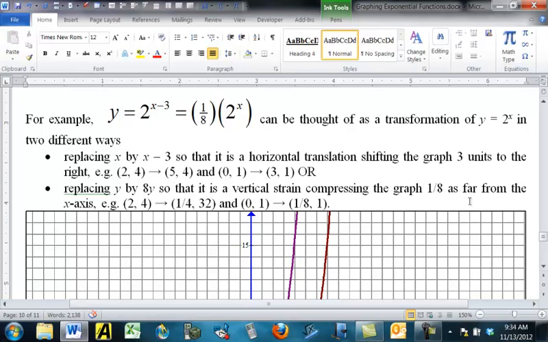So now it's a vertical strain, in this case a compression, so that it's 1/8 as far from the x-axis from every preimage to image point. In this case, for example, again we start with the preimage of (2, 4). We want to leave the x alone, and we want to multiply the y by 1/8. So 4 times 1/8 is 1/2. And for (0, 1), we want to leave the x alone, which is 0, and multiply the y by 1/8. So now it's 1/8 as far from the x-axis.